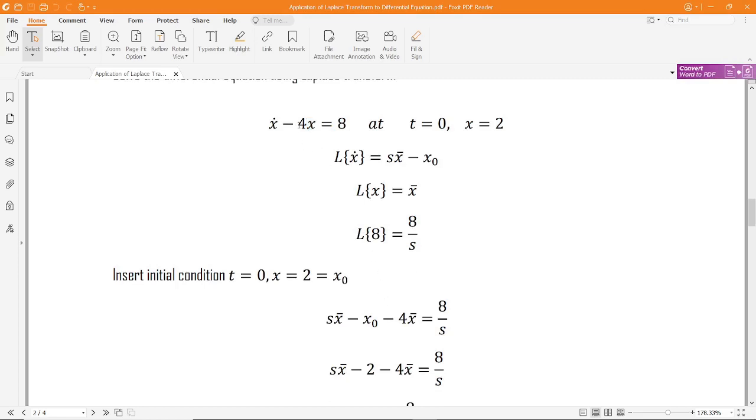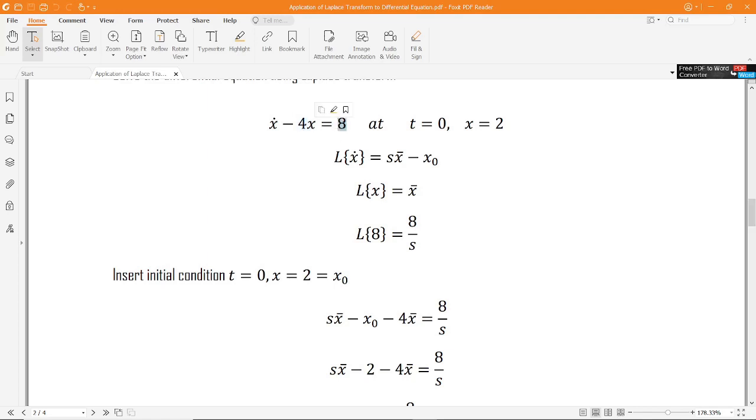Now, please don't make the mistake of changing 4, because it is 4x, not just 4. You might make the mistake of changing 4 again into a constant transform of Laplace, so that you will be having something like 4 over s, then x bar. No, you are only taking the x factor in this case.